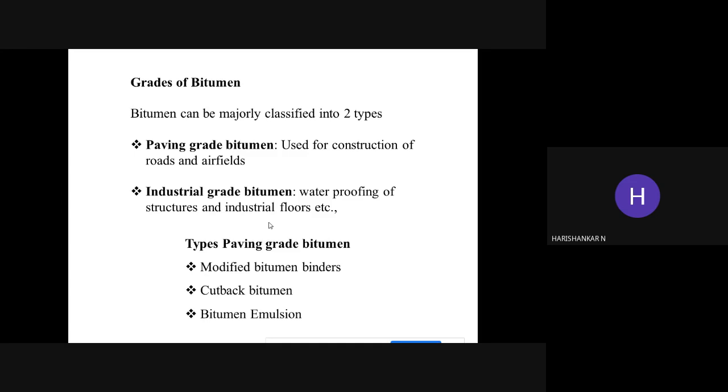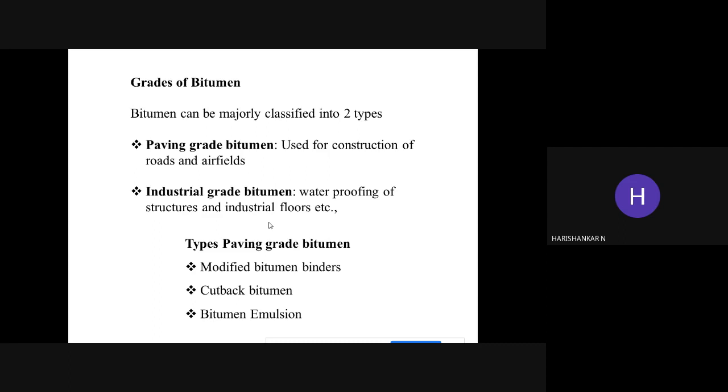How we categorize it based on the penetration test, we will discuss during the penetration testing classes. I will explain the penetration test within 5 minutes. At that time we will discuss the penetration grade, and once we discuss the viscosity test, we will teach you how to do the viscosity grading. And in the next module we have another type of grading, used in Superpave. We have Superpave mix design, just like the Marshall mix design.